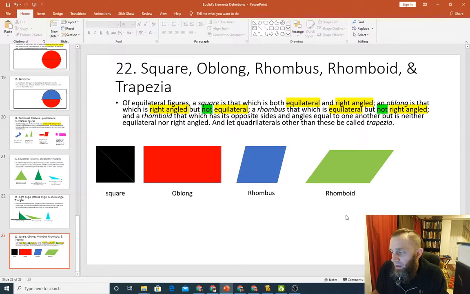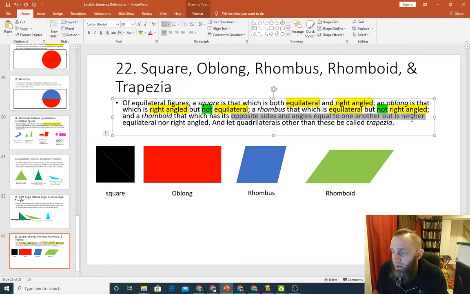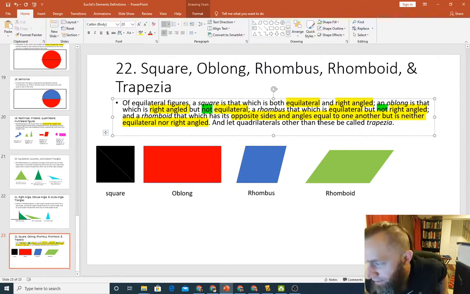Okay. What do we have left? Oh, now we need trapezia. So trapezia, sorry, that which has its opposite sides and angles equal to another, but is neither equilateral nor right angled. So I just did that, and I undid it. Opposite sides and equals not right angled. Okay. Quadrilaterals, any quadrilateral that is not this is a trapezia.